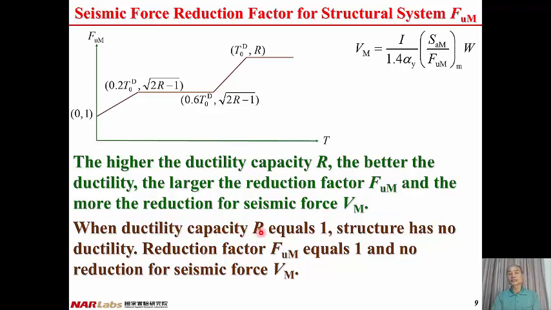When ductility capacity R equals 1, the square root of 2R minus 1 equals 1. With R equal to 1, FUM is a straight line with constant value equal to 1. Therefore, the structure has no ductility, the reduction factor FUM equals 1, and there is no reduction for the seismic force Vm.